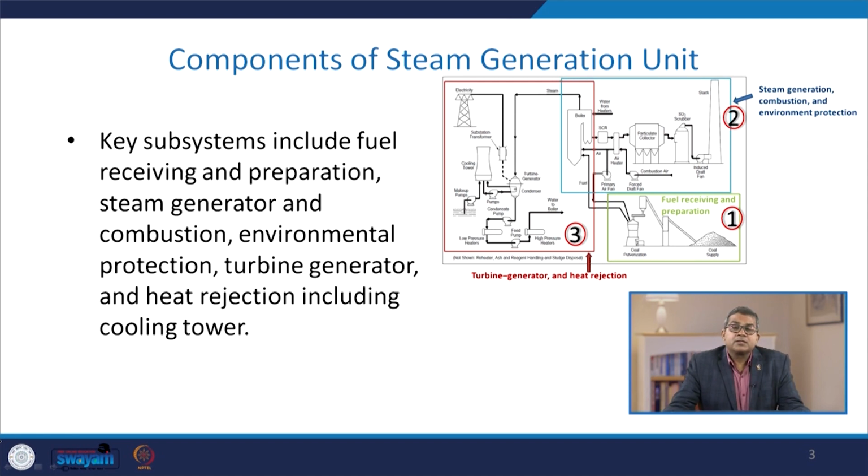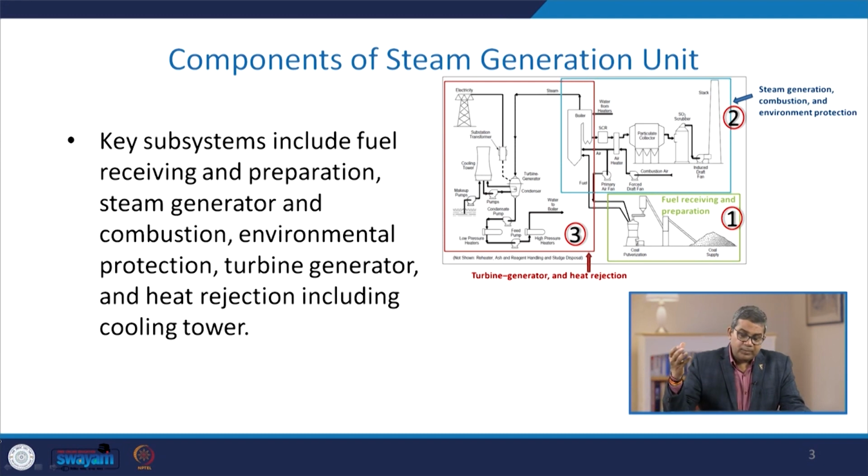Since steam generation is based on the combustion of fuel, you cannot overlook the importance of various types of environmental protection activities, because the flue gases not only carry harmful gases, but also a significant quantity of heat. All these things contribute towards the basic definition of steam generation, and every unit has its own importance. So, when we talk about the steam generation unit, the key subsystems include the fuel receiving and preparation.